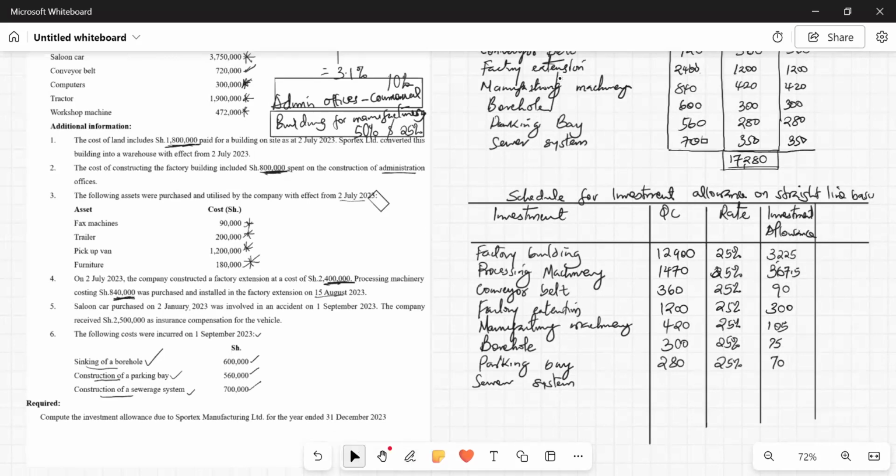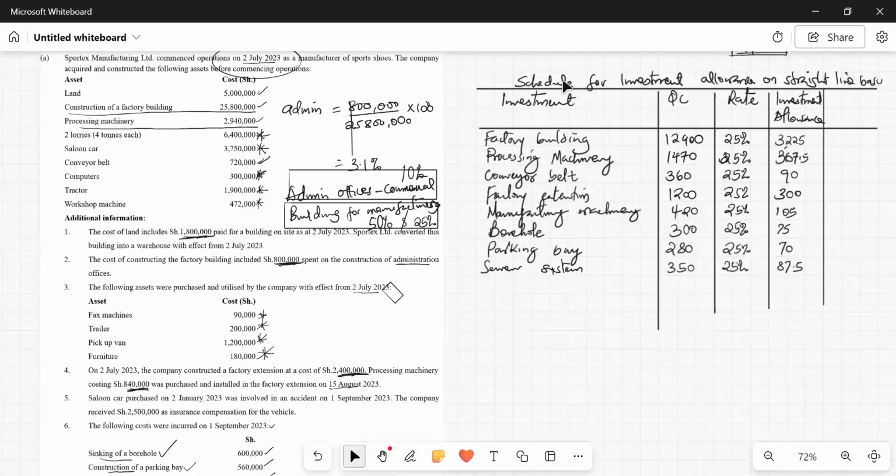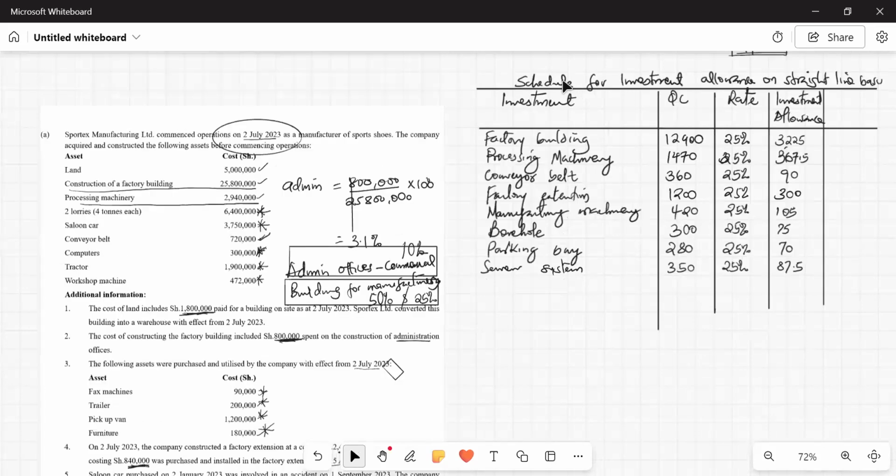Sewer system is 350. 25% of that is how much? 87.5. Then now I go to the new items that I now add. Those were the ones which we already talked about. But now in the new items which we add there include the following.